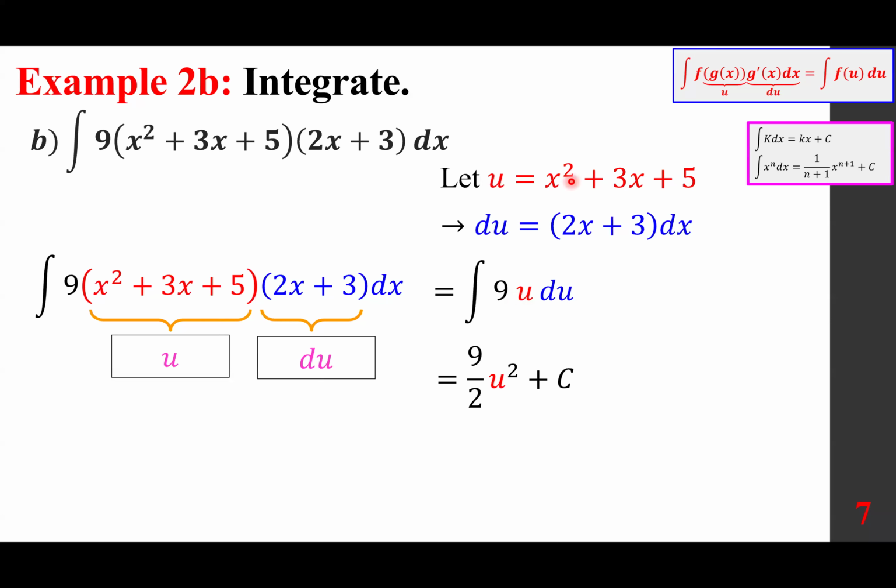Reversing the substitution means replace the u with x squared plus 3x plus 5. That's the final answer. And as always, you can check by differentiating. If you differentiate this, it gives you the same thing without the dx. So the final answer is 9 halves (x squared plus 3x plus 5) quantity squared plus a constant.